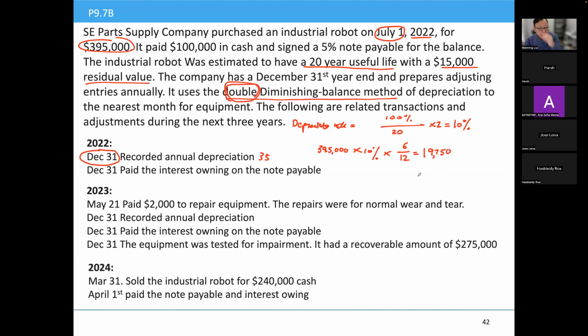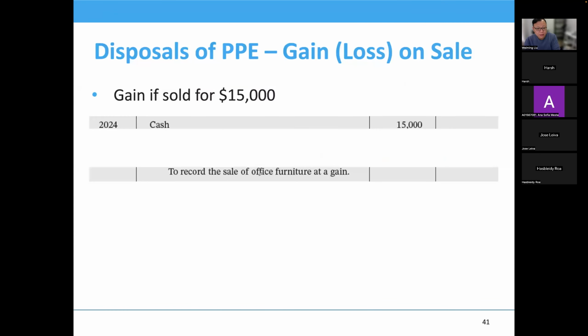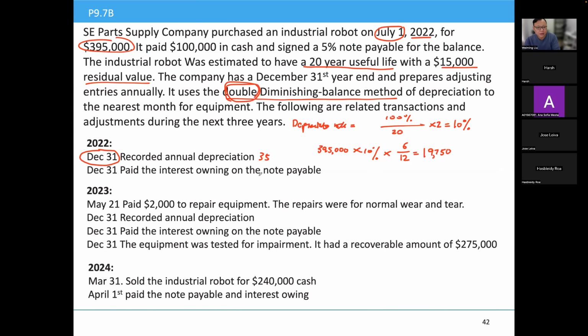Okay. So now they say December 31st, you paid the interest owing on the notes payable. So first of all, what is the amount owing? We know the price is 395,000. That's the price for purchasing the equipment. And you pay cash of 100,000. So the remaining balance is 295,000. That is the notes payable. So you owe people 295,000.